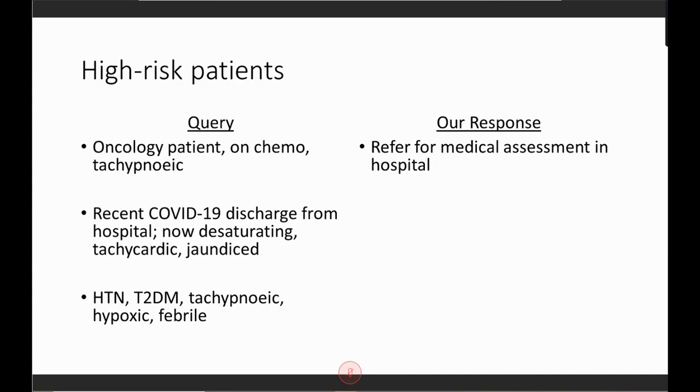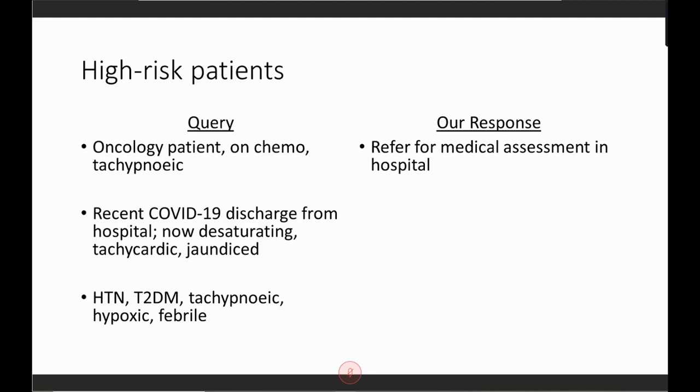We've also had patients that have come out of hospital that have begun to desaturate again, have developed jaundice. Well, of course, you send them back. Don't feel bad about getting these patients re-reviewed. That's what the hospital is there for. Again, hypertension, diabetes, tachypneic, hypoxic, febrile, your risk assessment needs to be that they do need to be assessed. And absolutely, I agree with your comment, I don't think hospitals should be refusing to help out in those situations and to give some safety netting.